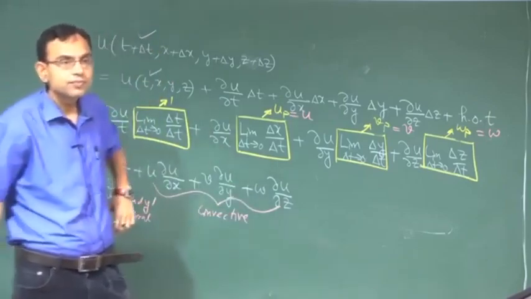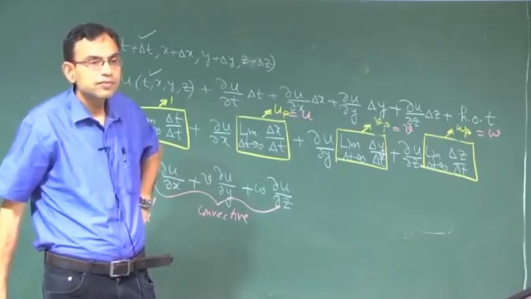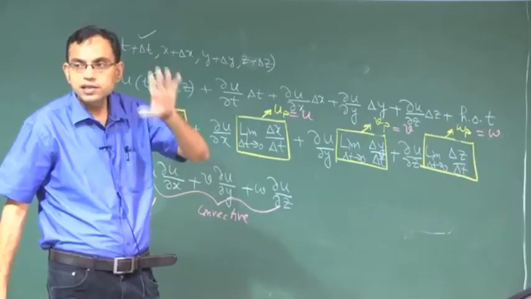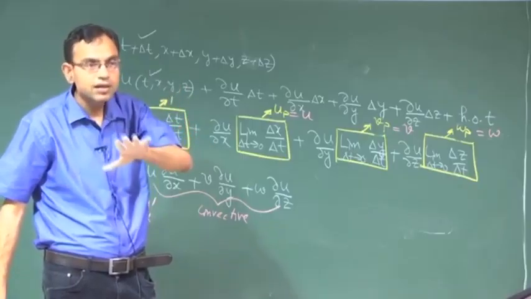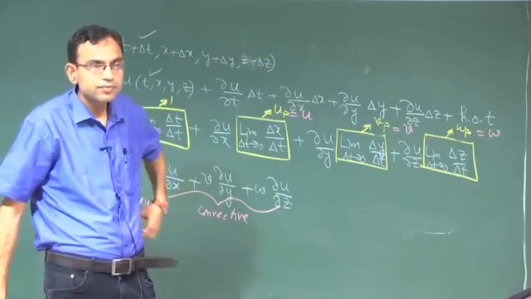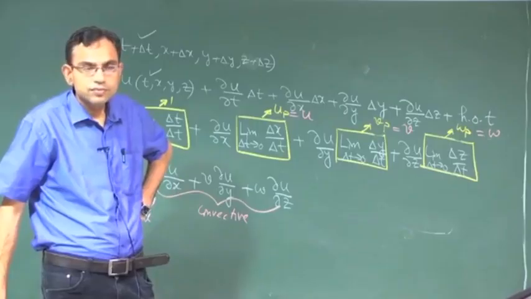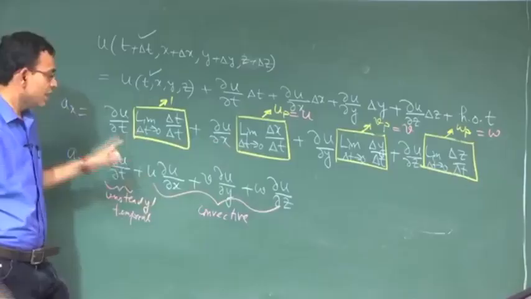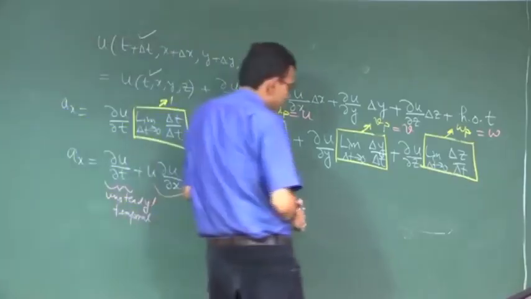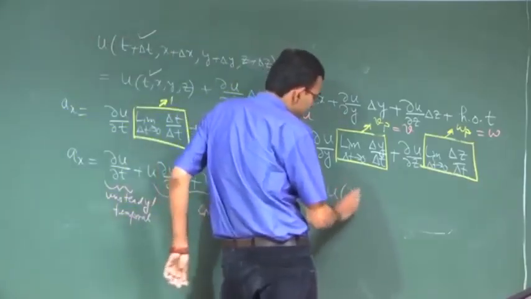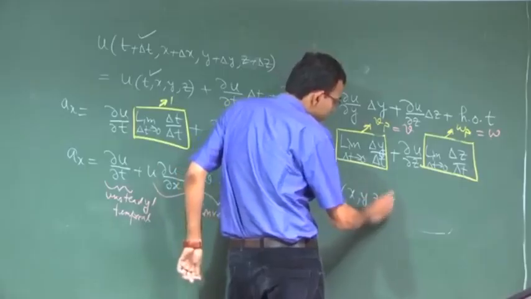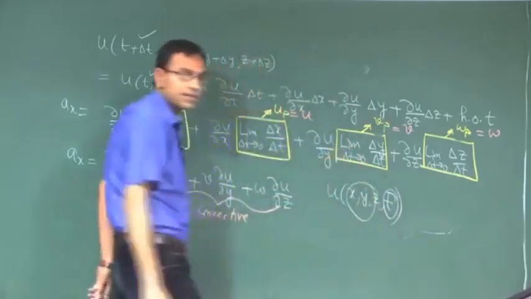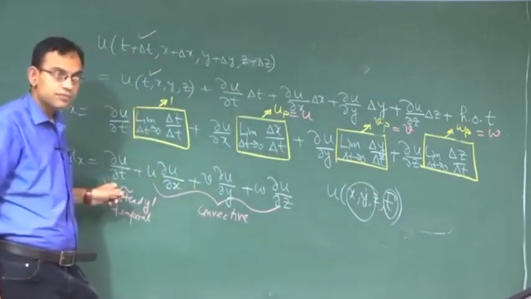Yes, sir, it is having description of both time variation and space variation. Then whether it can be considered as a Eulerian approach or Lagrangian? No, this is a Eulerian approach, because in the Eulerian approach the velocity is a function of position and time. So both time dependence and position dependence come into the picture here.